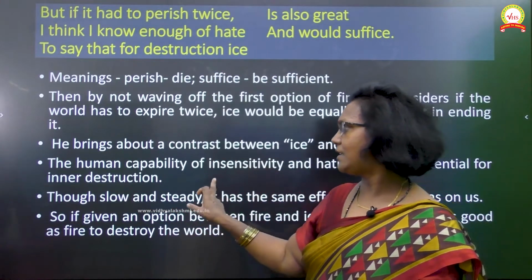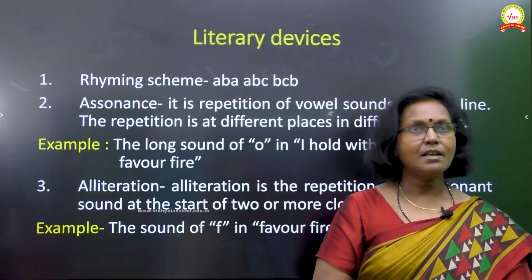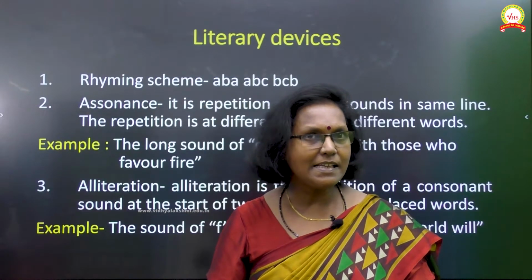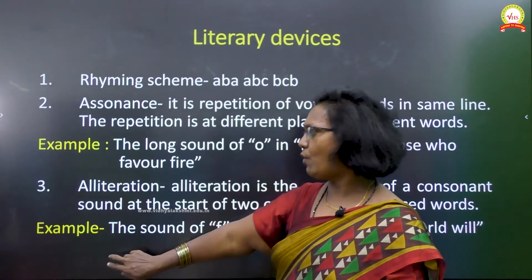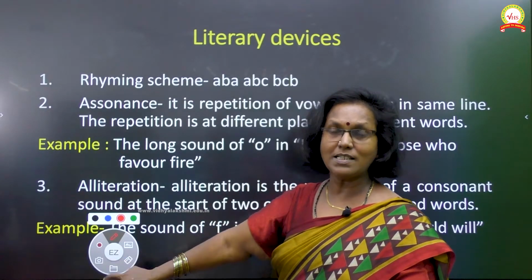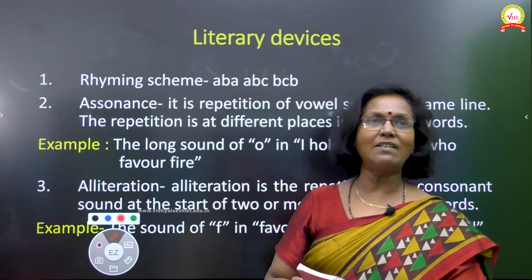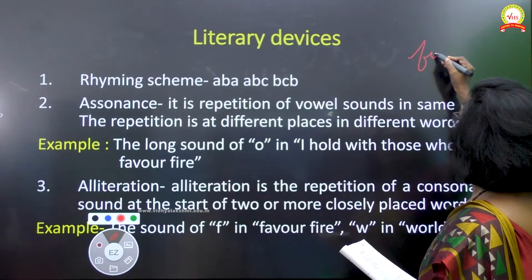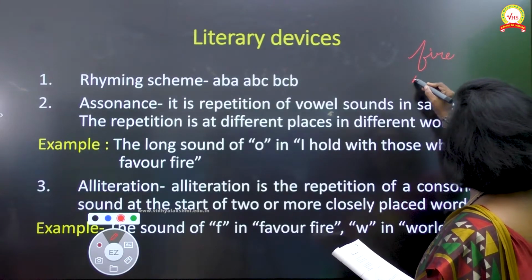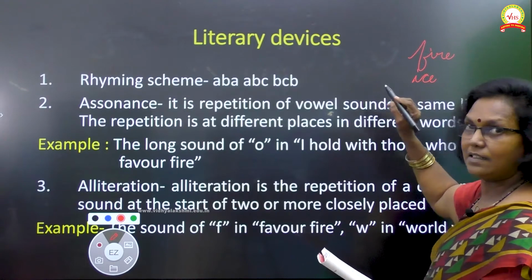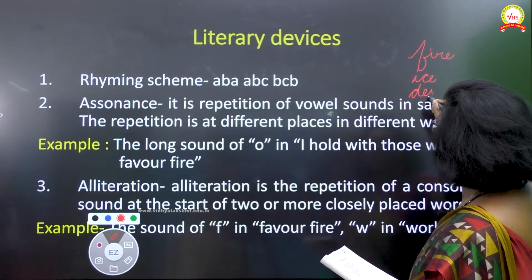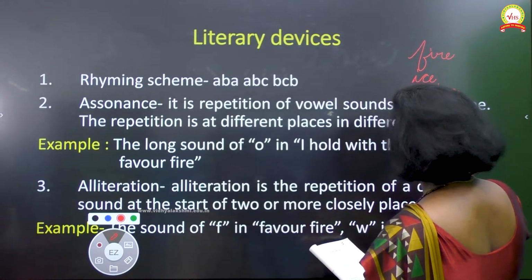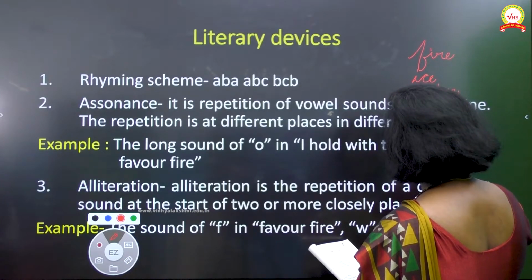Let's see the next literary devices here. The rhyming scheme, it's very simple and easy. It's because we have ABA, ABC and BCB. In order to find out what are the words that are there, let us see what are the words that we have. We take the book, you see, you have in the first stanza, the last word is fire. Let me write here. And in the second line, you have ice. And the third line, you have desire. And the fourth line, you have fire. Fifth line, you have twice.